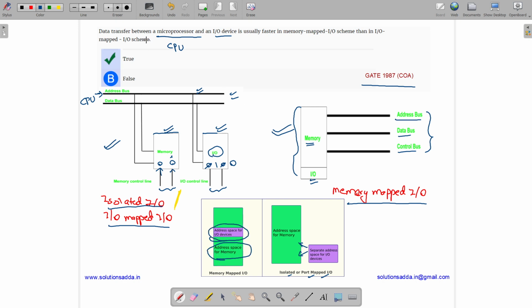The question stated that data transfer between a microprocessor and IO device is usually faster in memory mapped IO scheme than in IO mapped IO scheme. As we can see, in IO mapped IO scheme, we have this separate logic for the IO control lines, so it will generally be slower. And in memory mapped scheme, there is only a distinction between the various parts of memory, so it is generally faster as it does not have any logic of these control lines. So it's true that the memory mapped IO scheme is faster than the isolated IO scheme.